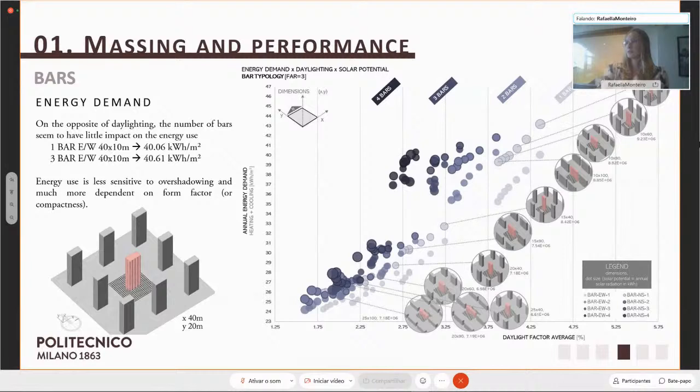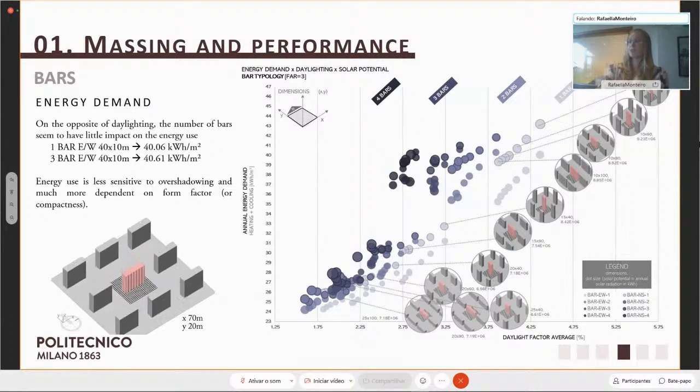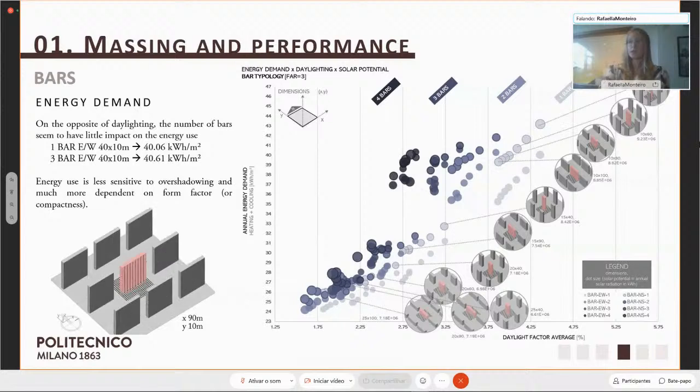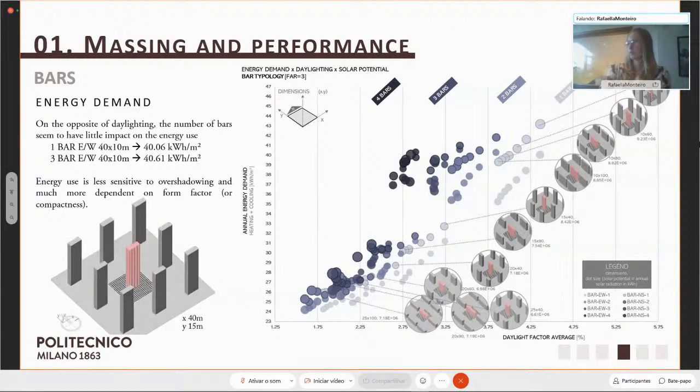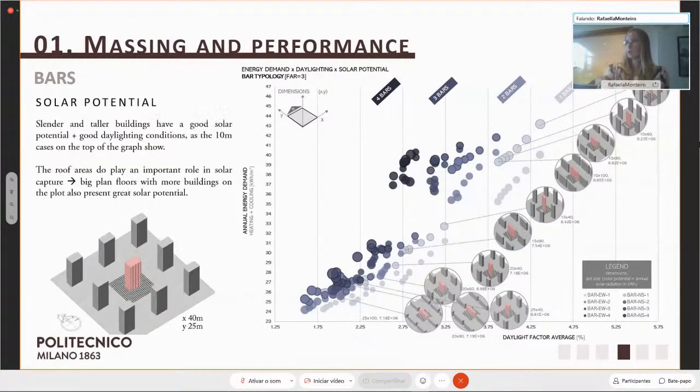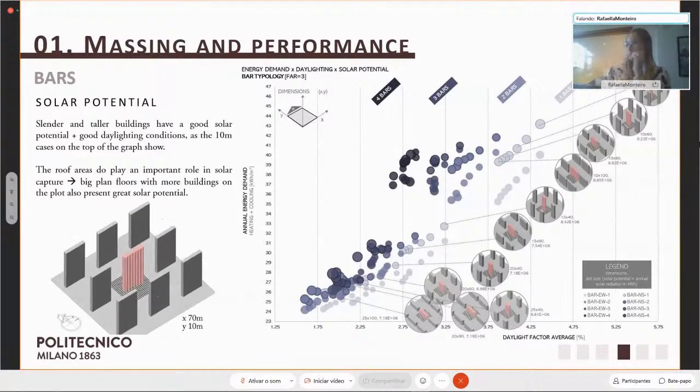With that, we can see that also here the number of buildings doesn't really affect the energy requirements. If we look at the same case, same dimensions and same orientation, having 1 or 3 bars on the plot, it doesn't really make any difference, which means that energy use is less sensitive to overshadowing and much more dependent on form factors. On the solar potential, slender and taller buildings have a good solar potential and good daylighting conditions, as we can see on the 10 meter cases on the graph.